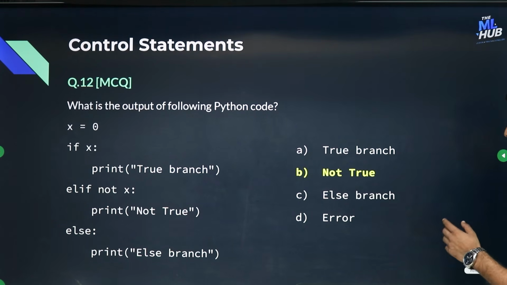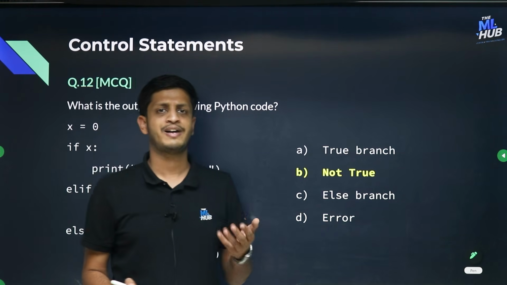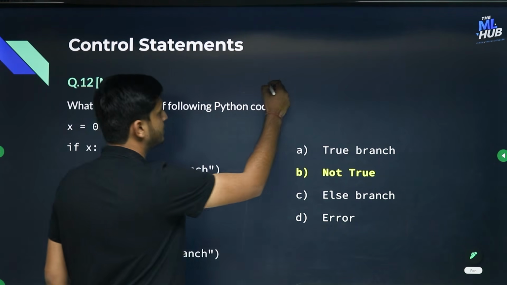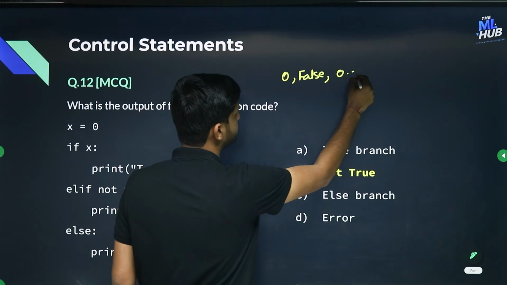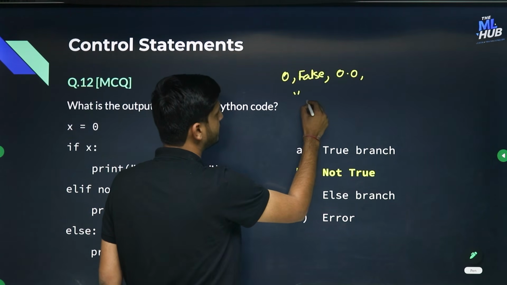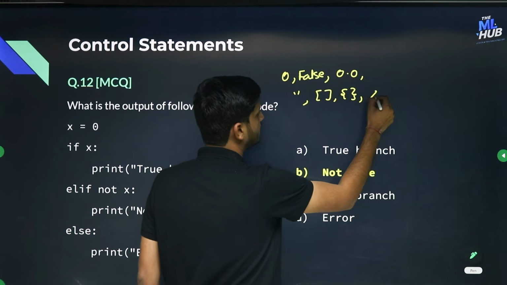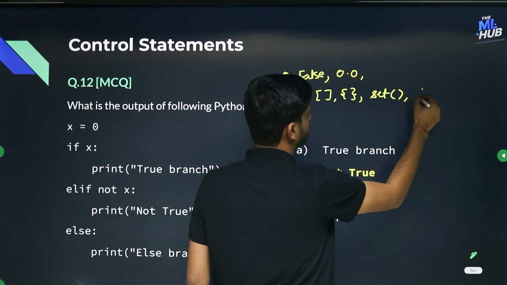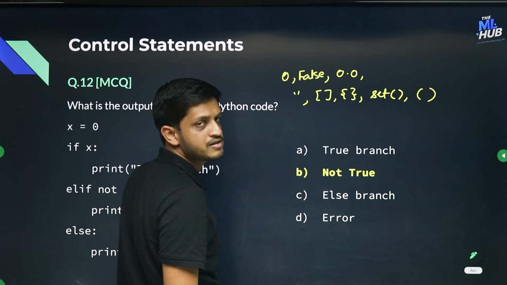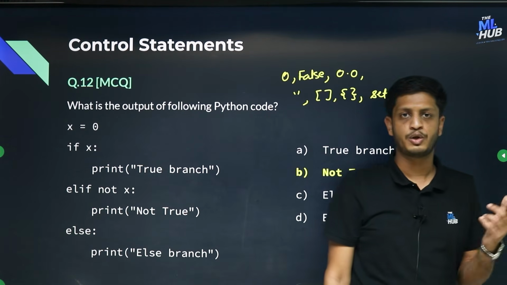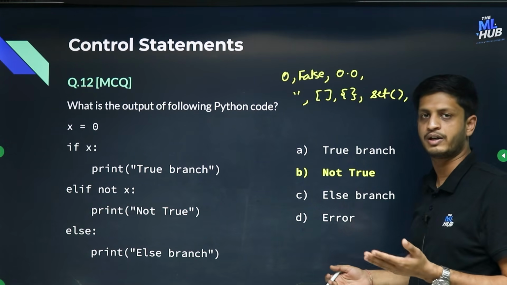Okay. So, in the lecture on conditions we have seen which values are considered false. 0 is considered false. False is considered false. 0.0 is considered false. An empty string is considered false. An empty list, empty set, empty dictionary and empty tuple are all considered false. So if you have any one of them, it will be considered false. So here the answer will be not true. And except these values, everything is considered true.